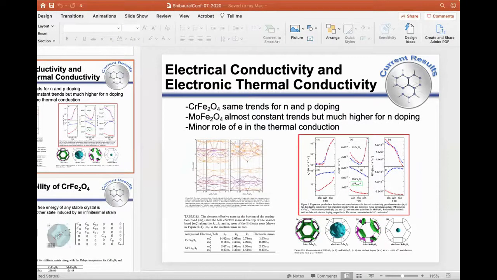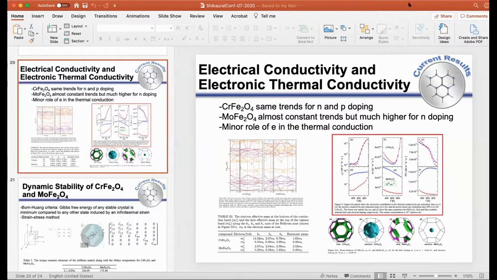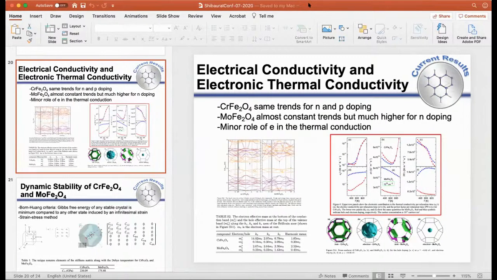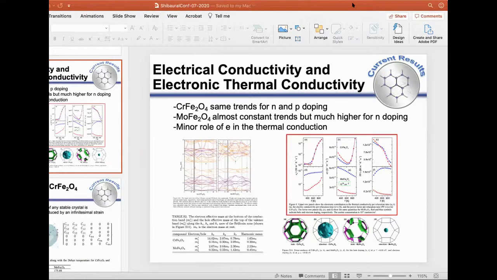So that's my comment. Then from your standpoint, what can you suggest, how can we overcome such a severe compromise between the Seebeck and the electroconductivity? That's something I need to think about, but it's a good point. Okay, thank you very much.